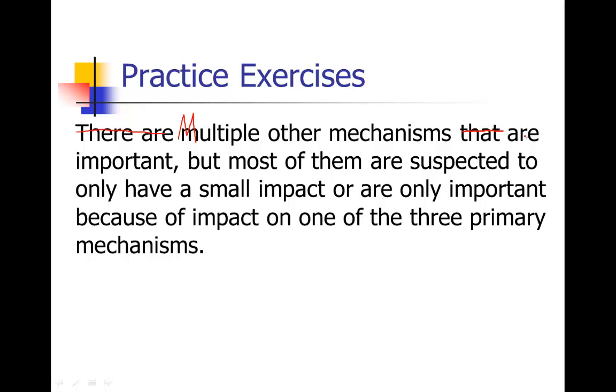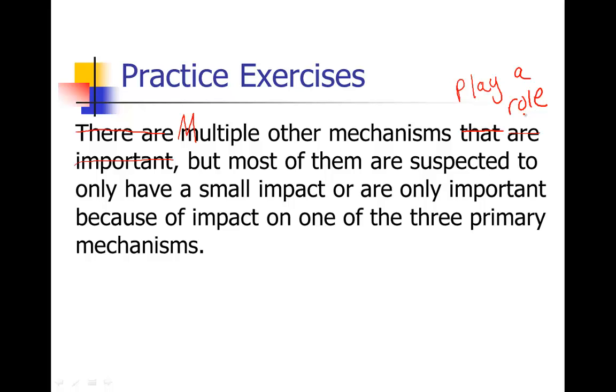And then also we have this to-be verb "are," which is really boring. So let's get rid of that. Rather than saying "they are important," we could say something like "multiple other mechanisms exist," or "multiple other mechanisms are at work," or "multiple other mechanisms play a role." I'm going to go here with "play a role." Any of those would really work just fine. So: multiple other mechanisms play a role. And then we get to, "but most of them are suspected to only have a small impact." Most of them are suspected to.